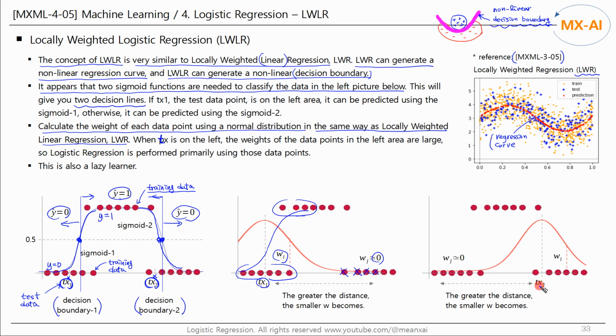If the test data point is on the right, the training data points on the right will have high weights. The training data points on the left have small weights. So the logistic regression is performed primarily using the data points on the right. This creates two sigmoid curves like this. This is also a lazy learner like LWR or KNN.